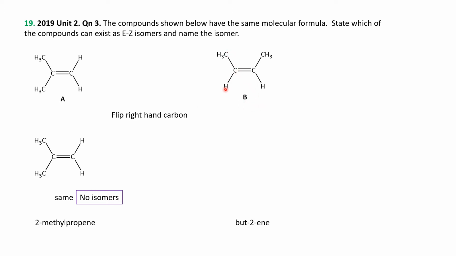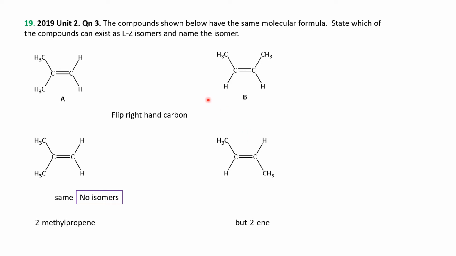However, if we go to compound B, before I do any flipping, look at carbon 1, it's got a methyl and a hydrogen. They're different. Look at carbon 3, it's got a methyl and a hydrogen. They're different. So because this carbon has different things and this carbon has different things, I'm expecting EZ possibilities. I can confirm that by taking the right-hand carbon and flipping it. So now CH3, H on the left-hand one, but now H, CH3 flipped on the right-hand one. So we can see that these are different isomers, different molecules, because you can't rotate around a carbon-carbon double bond.